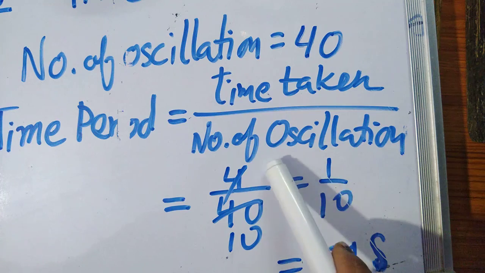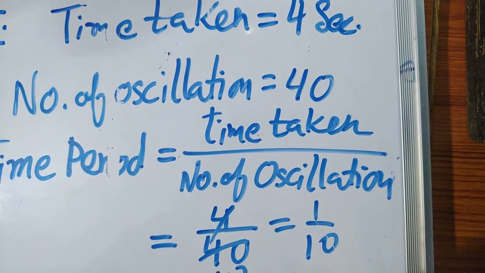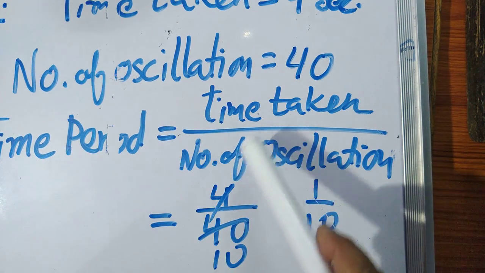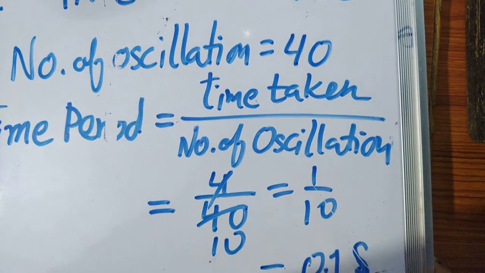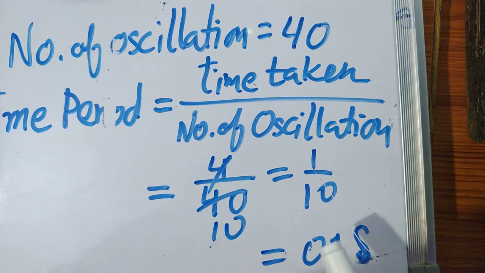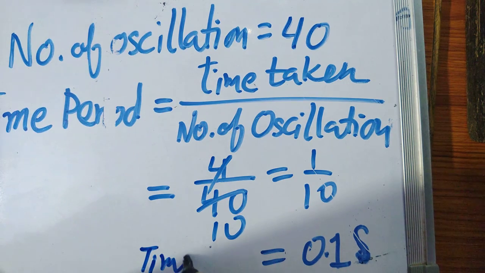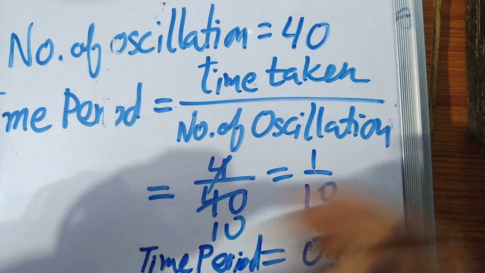Time taken was 4, as we know already here. And the number of oscillations was 40. So time period is equal to 4 upon 40. After cancellation we will get 1 upon 10, and it will give us 0.1 second. So this is the first answer, and this one is the time period. Got it? Time period is 0.1 second.